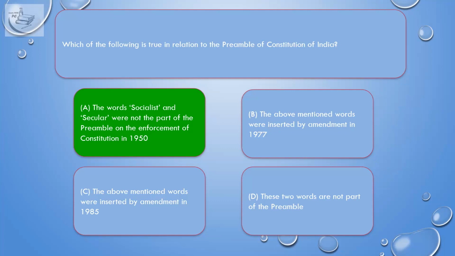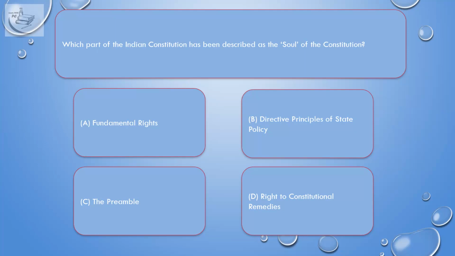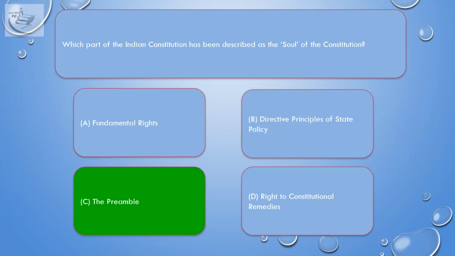Correct answer is A. The words socialist and secular were not the part of the preamble on the enforcement of Constitution in 1950. Question: which part of the Indian Constitution has been described as the soul of the Constitution? A. Fundamental rights. B. Directive principles of state policy. C. The preamble. D. Right to constitutional remedies.